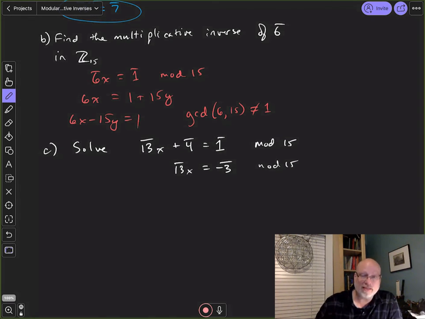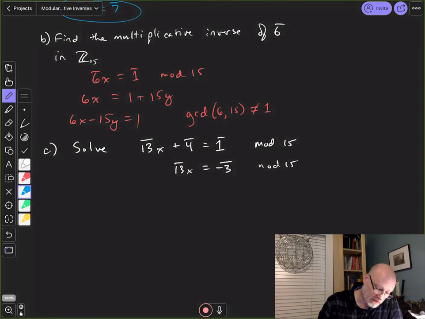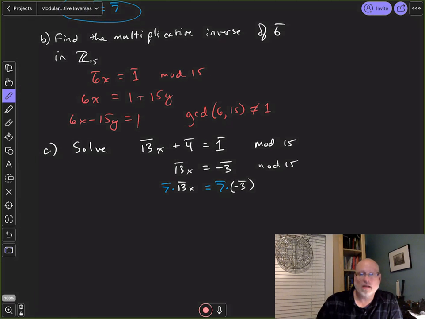But here's the nice part: I can go ahead and multiply both sides by the multiplicative inverse. So I would have 7 bar, and we'll put another 7 bar here. So then we have our 13 bar x and our negative 3 bar. On the left-hand side, the whole point of finding 7 bar was that it was the multiplicative inverse of 13. So therefore, that's just 1. So 1 bar times x is just x.